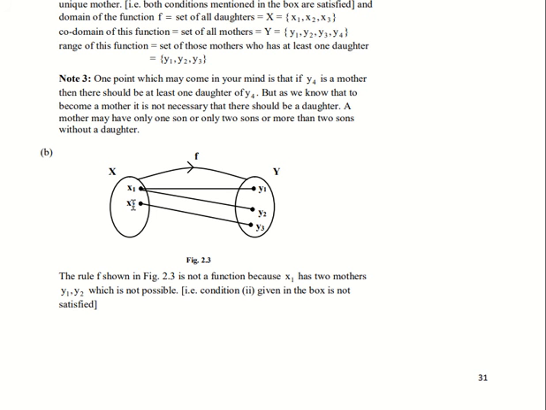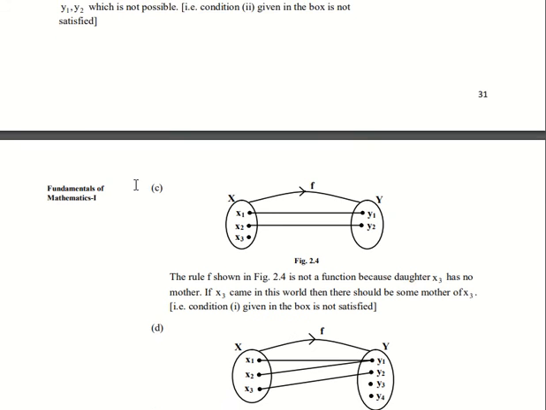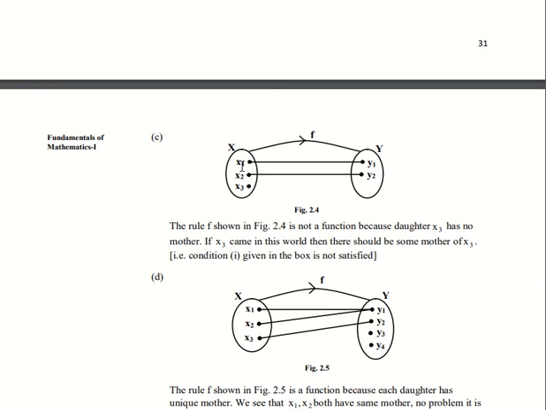And x2, though x2 has one mother, that's okay, but since there's a problem with x1, we cannot consider this a function. Then comes the third example: one daughter, one mother, one daughter, one mother, one daughter, no mother. That's not possible. I think Jesus has already gone. We do not have those kinds of gifts anymore, so that's also not possible. If there is no mother, there cannot be a daughter from nowhere. So this is also not a function.